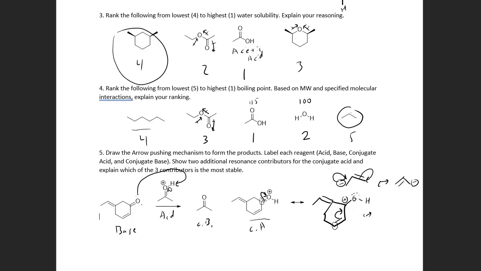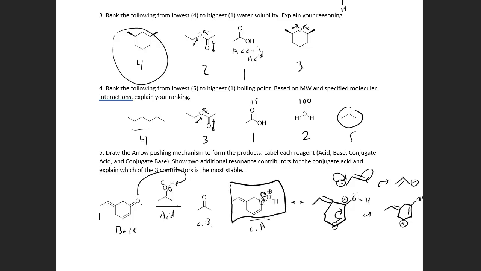So drawing that other contributor, we still have our alkene there. We still have our 6-membered ring. We still have our alcohol functional group. And now we have our alkene right here. And now we have a positive charge on that carbon. So for the most stable resonance contributor, the most stable contributor of these is actually the first one. So this first one is the most stable resonance contributor.